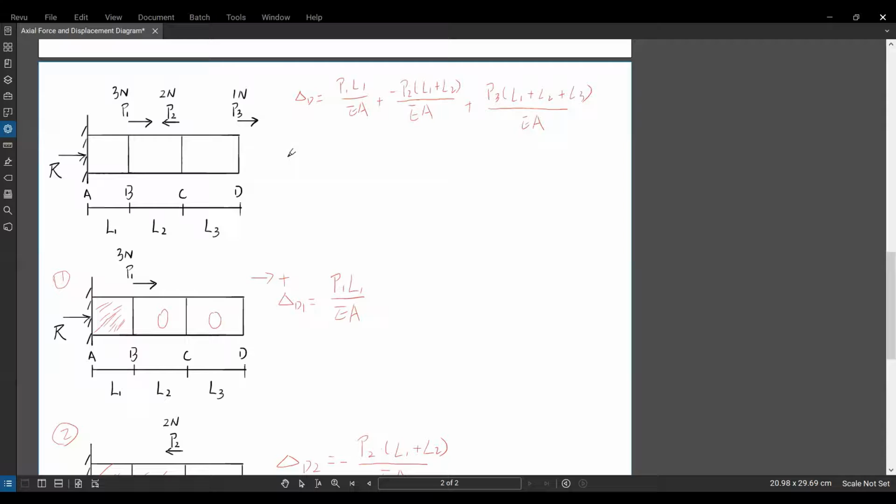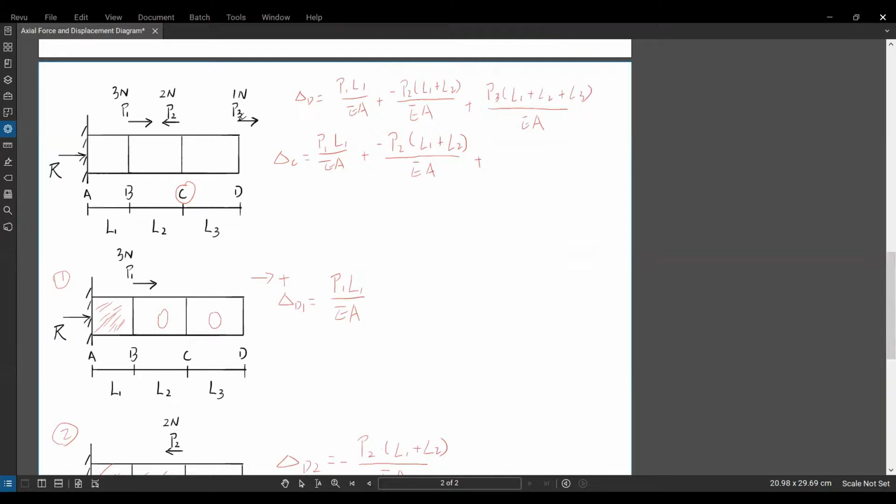Now, if I ask you what is the displacement at point C caused by the 3 loadings, how would you calculate that? Delta C. Let's look at the 3 individual loads. When we look at P1, P1 is going to cause stress and strain in the AB portion. So the deformation caused by P1 will be the same, P1 L1 over EA. How about P2? P2 is going to cause stress and strain in between the AC segments. So the result here will be the same, minus P2 (L1 plus L2) divided by EA.